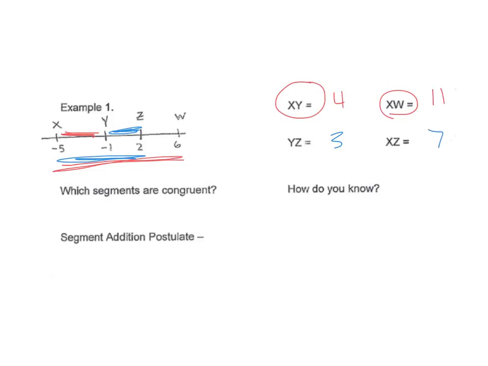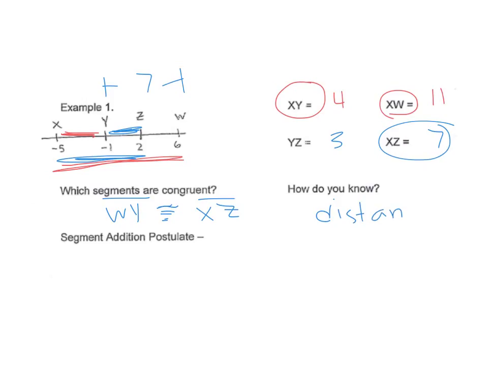It asks which segments are congruent. None of the numbers we have so far are congruent, but we didn't do WY. The distance WY is 7. So I know that WY is congruent to XZ because they're both 7. How do I know? Because the distances are equal.